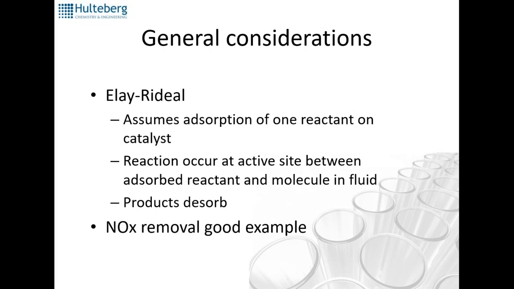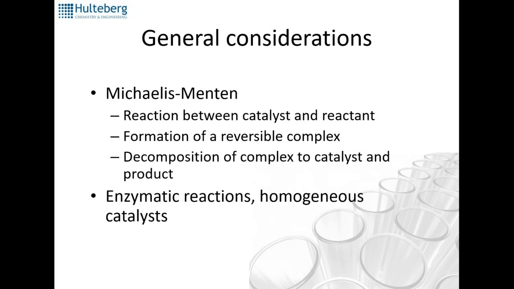These two, Langmuir-Hinshelwood and Eley-Rideal kinetics, are relevant for heterogeneous catalysis, while Michaelis-Menten is used to describe enzymatic reactions and homogeneous catalysts. It's basically a reaction between the catalyst and a reactant, and it forms a reversible complex. So something that can go back and forth between the original state and the reactants, but also decompose into the product. Enzymatic reactions and homogeneous catalysts are well described with this.